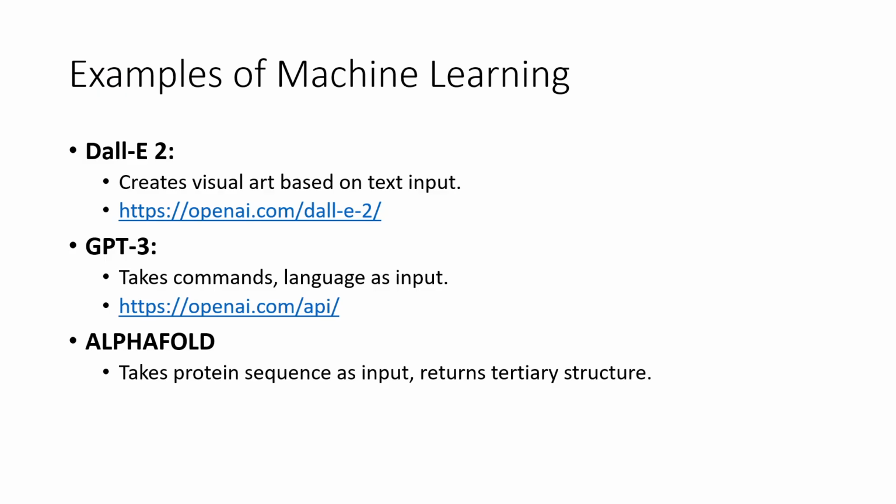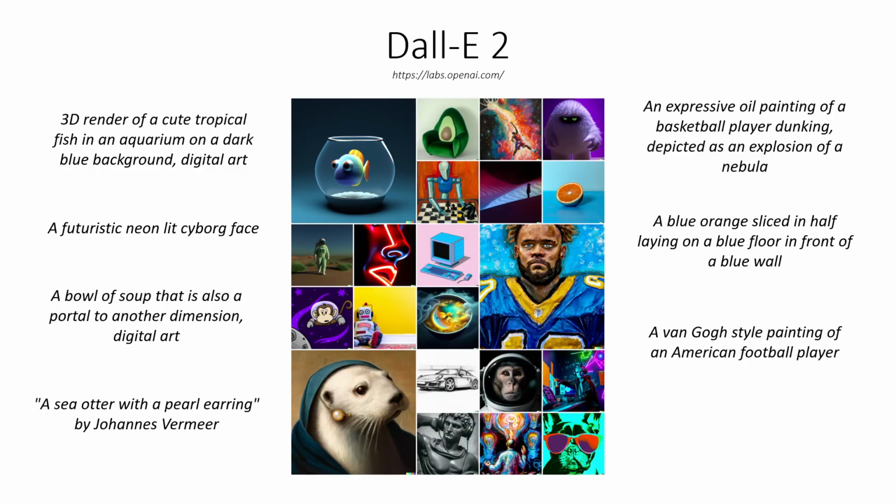Before we get into the details, let us first look at some cool state-of-the-art examples of machine learning. One of the most amazing examples of machine learning is DALL-E 2. This is able to create images based on text input, and shown on screen are just some examples of novel images that were created by DALL-E 2.